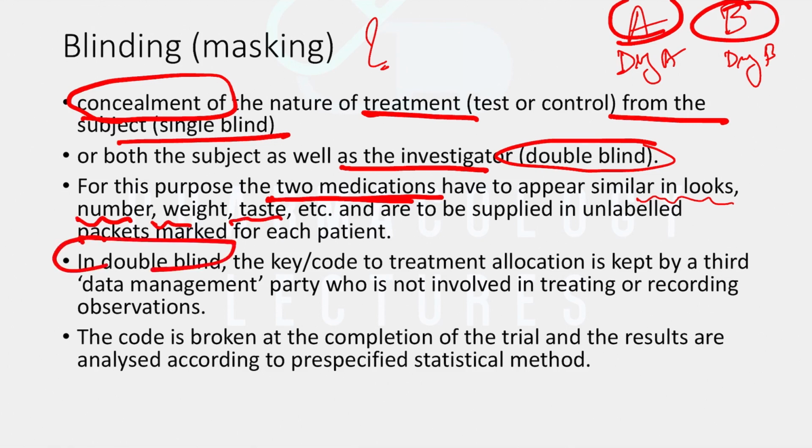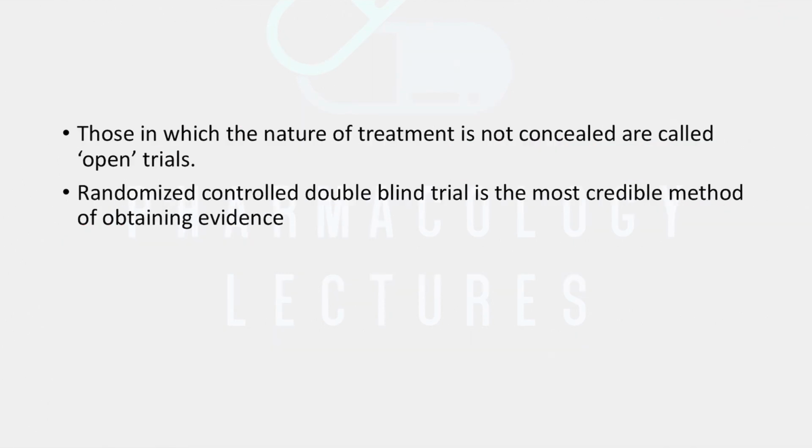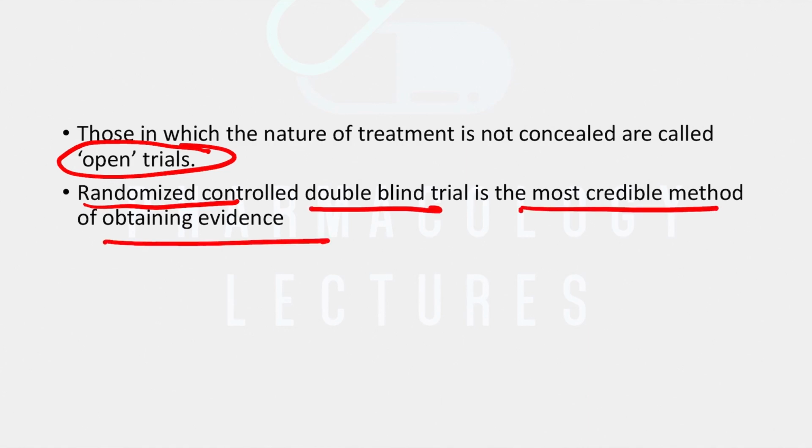And in double blind, a particular key code of allocation treatment is given, on which basis a third party or data management party can get to know about the drugs which are being distributed. And eventually that code is broken at the completion of a study. So this is how blinding is done with single blind and double blind. And if there is no blinding, these are called open trials. The credibility of those kinds of trials is not much. So to increase the credibility of results, we need to do random allocation as well as blinding. So randomized and double blind controlled trials are the most credible method of obtaining evidence.